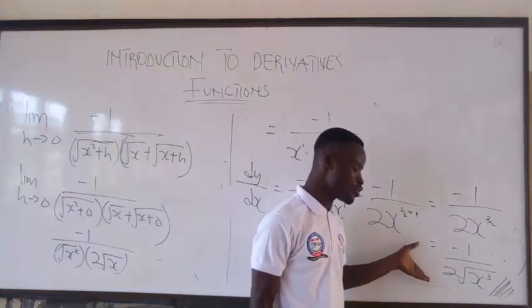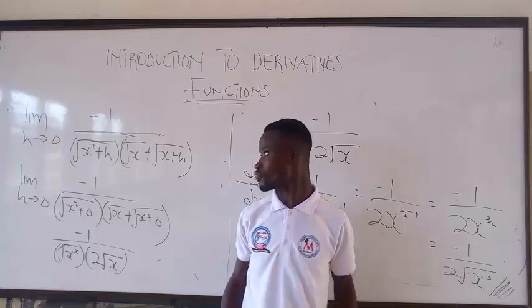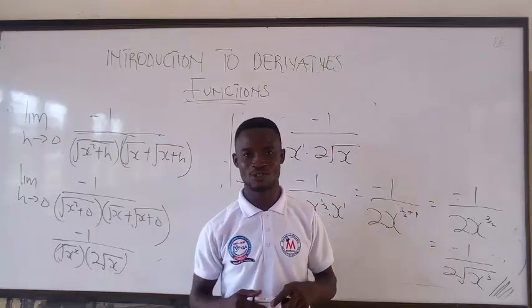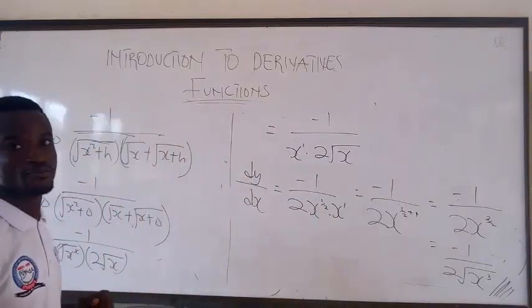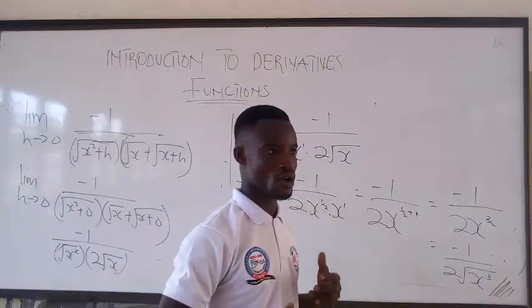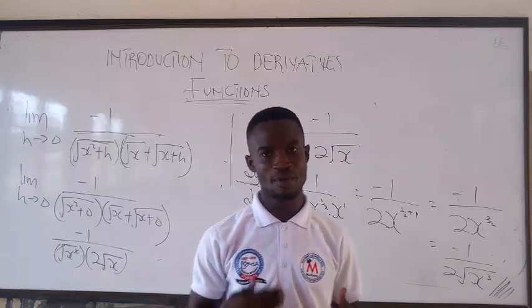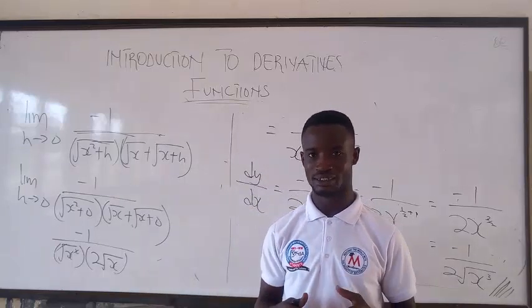That is the derivative from first principles of the function 1 over square root of x. So if you don't understand anything, you can play back the video, watch it again and again, and you will get it. Thank you very much.